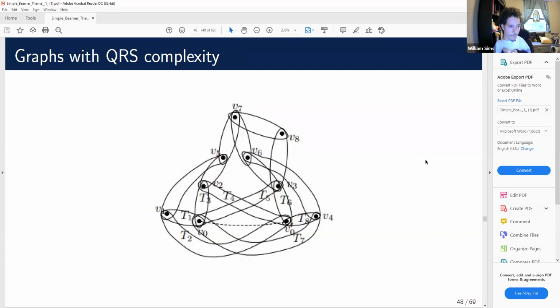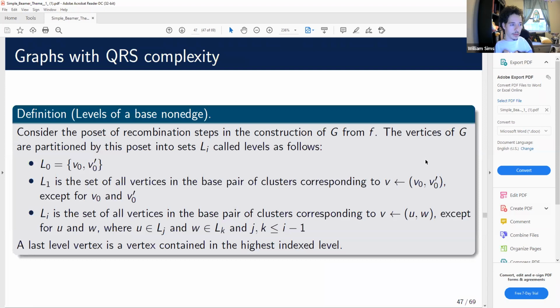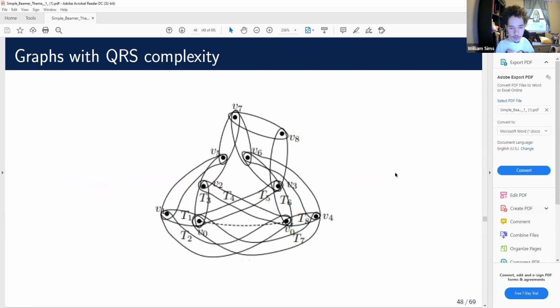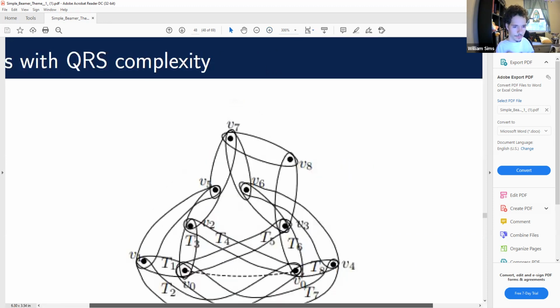Okay, so I'll go back to this definition in a moment, but I'll just explain what it means visually. So there's a partial order. Once you're given a pair G, this is our graph G, and we're given this non-edge F, this dashed non-edge, you've got a partial order on the recombination steps of G from F. Okay, so maybe I can zoom in real quick a little bit.